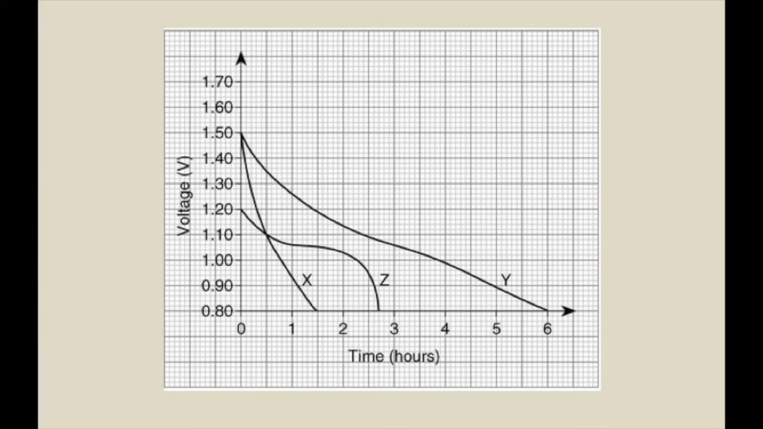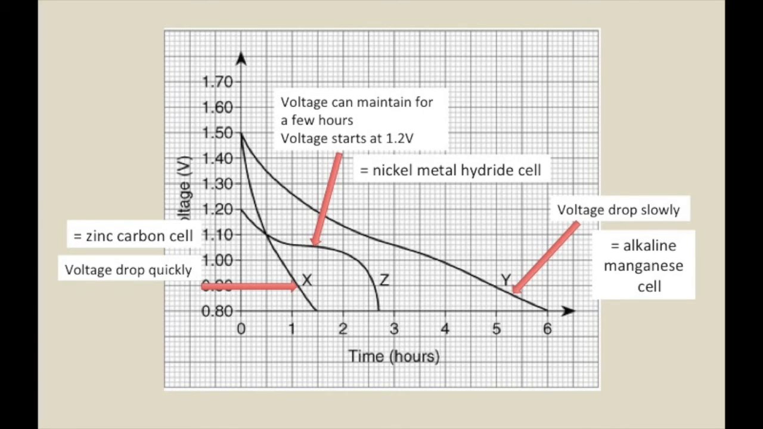Here shows the X. We can see the voltage drops very, very quickly. For example, the voltage drops up to 0.8 volt. That means the battery is what we call dead. They cannot be used anymore. The X will have a voltage drop only after 1.5 hours. So we can have an idea that it should be a zinc carbon cell.